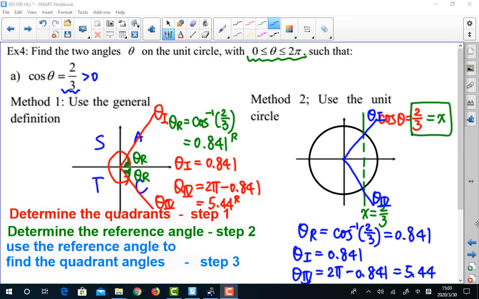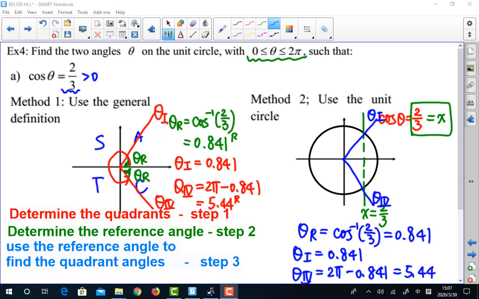Some of you guys may have a question. You probably will ask, why did you call the first method use the general definition? Because I derived All Students Take Calculus based on the general definition. The difference between these two methods is just the first step. For the first method, I use the general definition to know All Students Take Calculus. Then I use All Students Take Calculus to find the possible quadrants of this angle theta based on the sign of its ratio. But for the unit circle method, I use the unit circle to determine the possible quadrants. The other two steps in both of the methods are exactly the same.